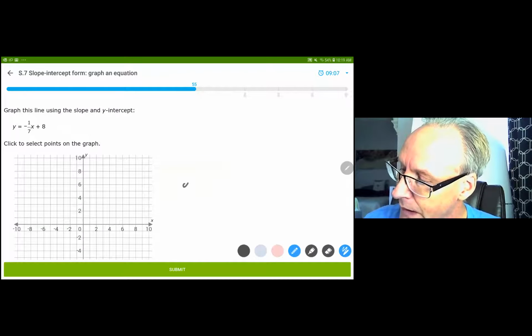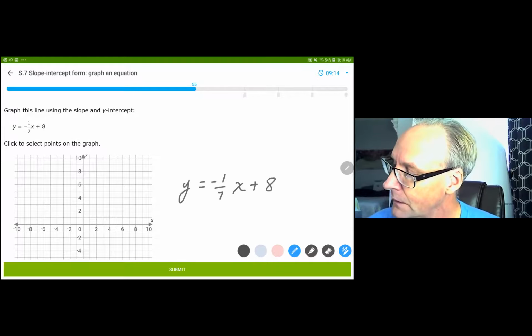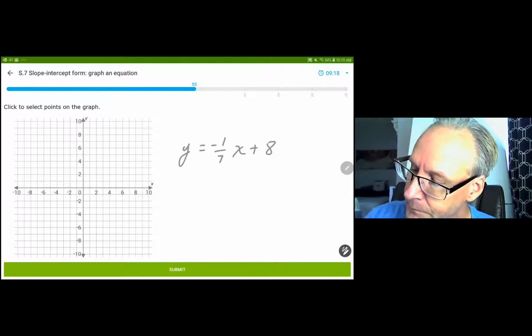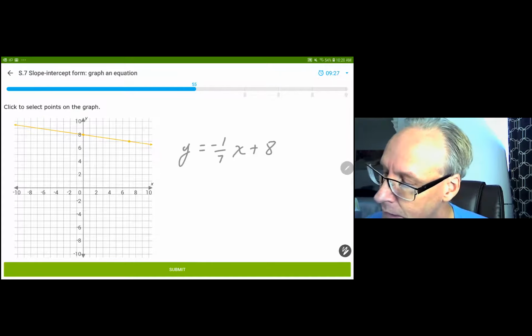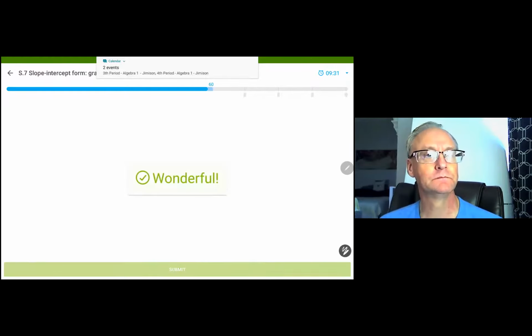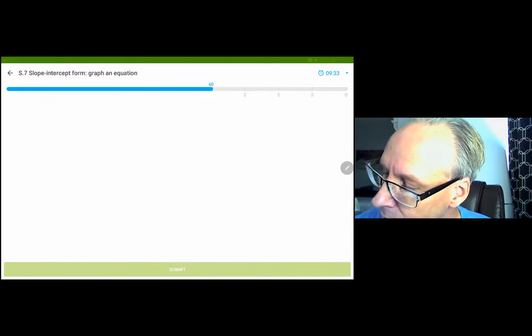This one is y equals negative 1 over 7x plus 8. And I'll get rid of that. So we're going through 0, 8. And we have a slope of down 1 and over 1, 2, 3, 4, 5, 6, 7. And it looks like a negative 1/7 x plus 8.